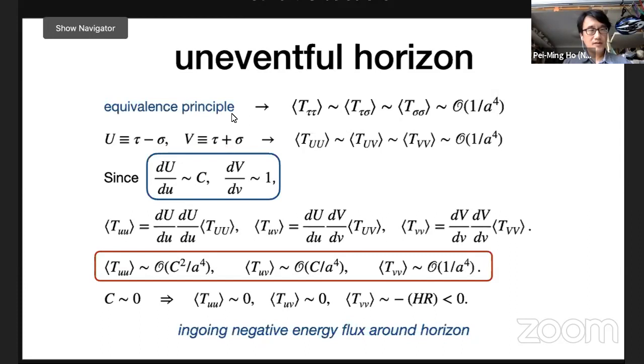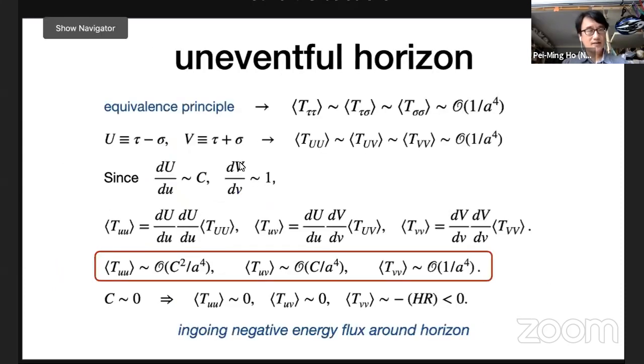So the first line is the result of the equivalence principle. This equation in the box is something I will show below. And then the conclusion is that we have this condition. So you can take this condition as the energy condition, the condition on the vacuum energy momentum tensor for an eventful horizon.